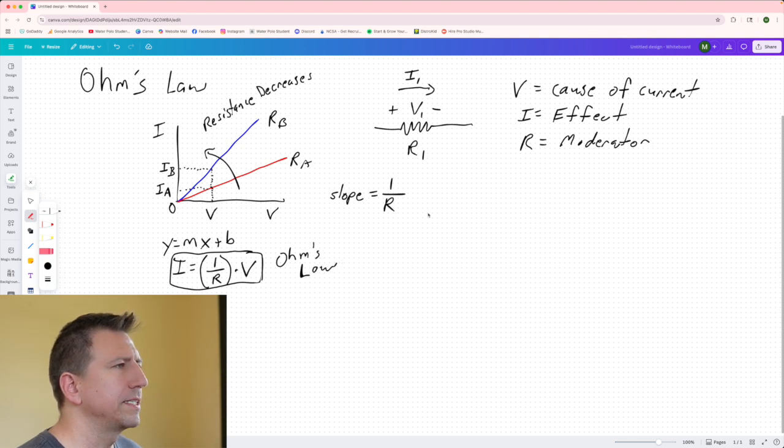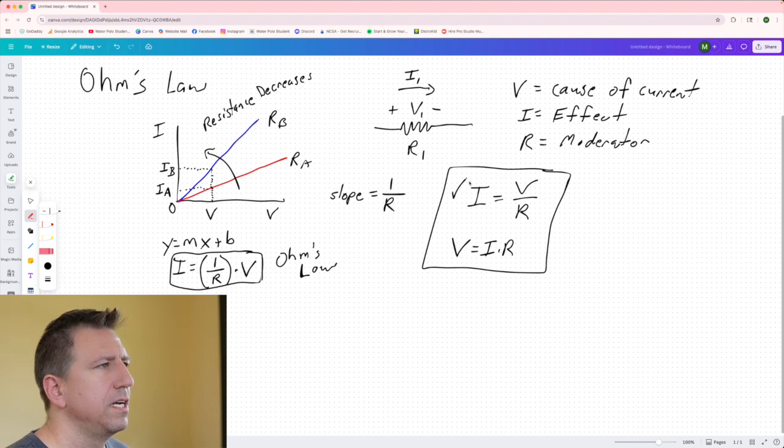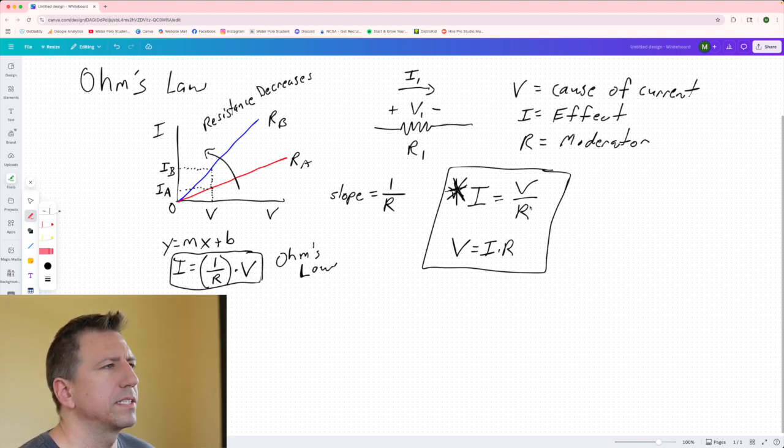We get this relationship right here, and this relationship is Ohm's law. Typically we write that in a form that looks like this, I is equal to V over R, or a lot of times you see it written as V equals I times R. Okay, that's the Ohm's law equation. I like the first one better because it goes along with this effect, cause, moderator framework. The effect is the current flowing, the cause is the voltage applied, and the moderator here is that resistance.